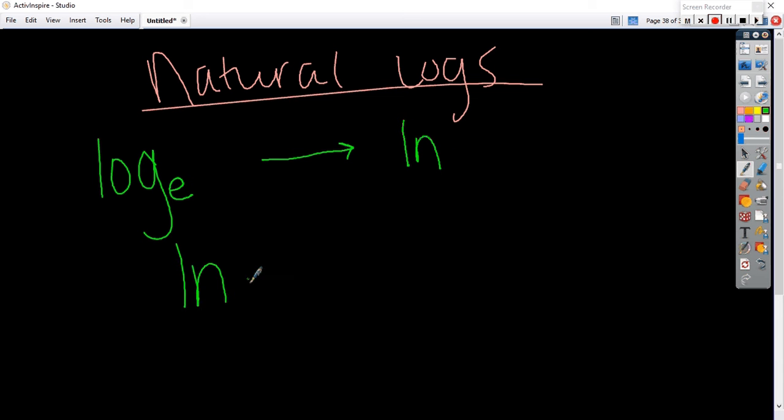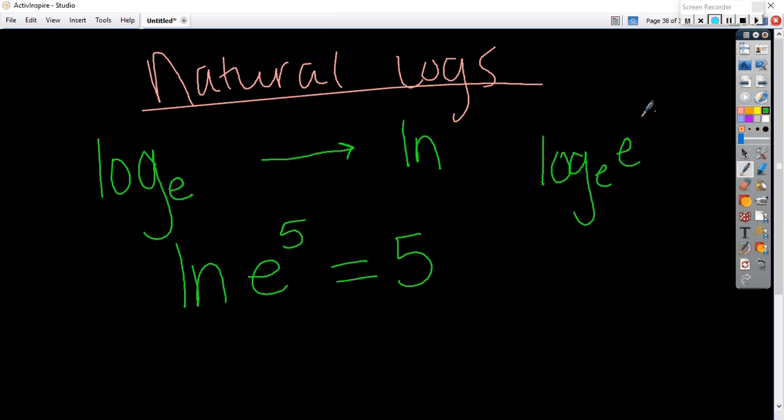What if I asked you what this equaled? Why can you just take the exponent? This is e and the base is e. They're the same thing, that same property. You could write this like this, right?